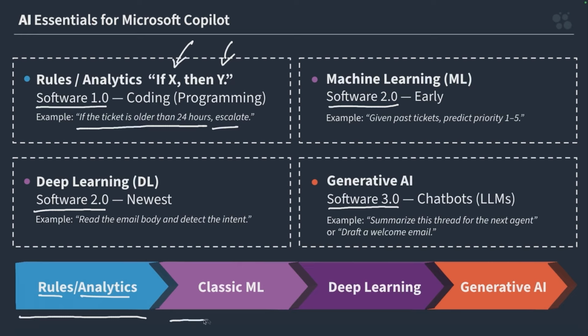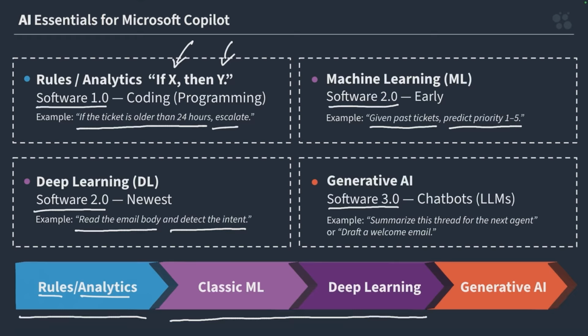Software 2.0 spans classic machine learning and deep learning. So here we have, given past tickets, predict the priority 1 through 5. So it learns from the data. And that's all you really need to know. And when we're thinking about software 2.0, we're doing the same exact thing. We're still learning from data, but it reads the email body and detects some kind of sentiment analysis, some kind of intent. Oh, this email is about a job promotion. So it figures out that intent. What is the goal of that? And that's just a different kind of learning.